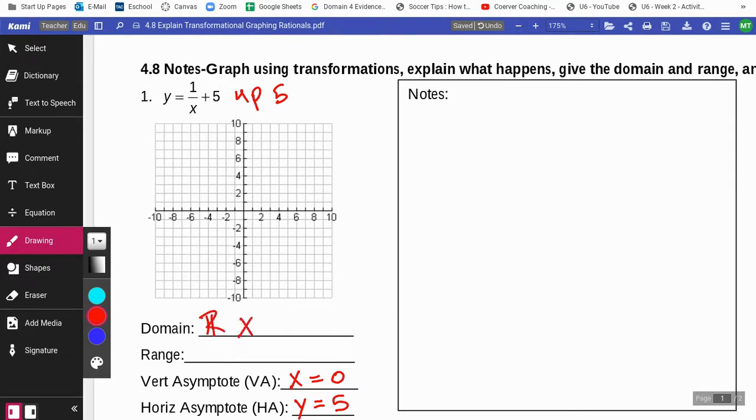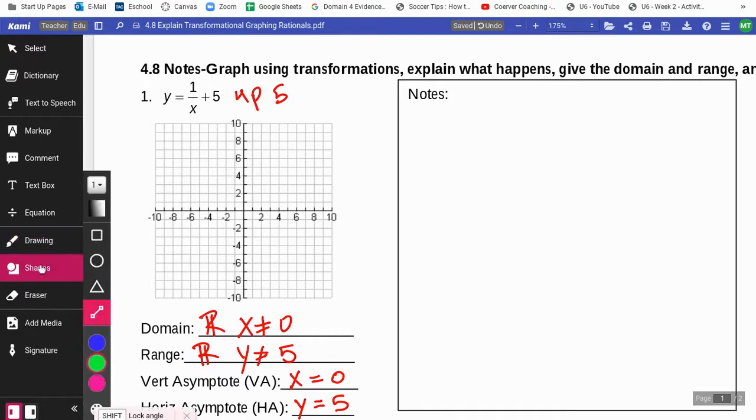Domain: all reals, x cannot be equal to 0. Range: all reals, y cannot be equal to 5. Okay, again, I get these values from my HA and VA. And then now I'm going to draw in my graph. So the VA was still x equals 0, which is there, but then the HA was up here at y equals 5. Okay, so there's my VA and HA.